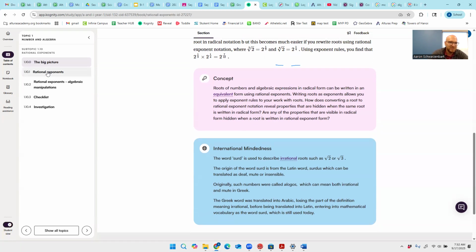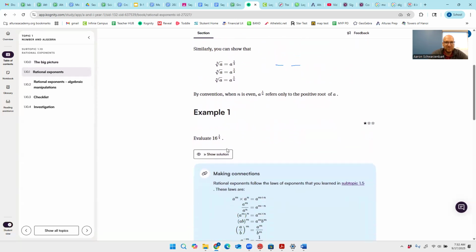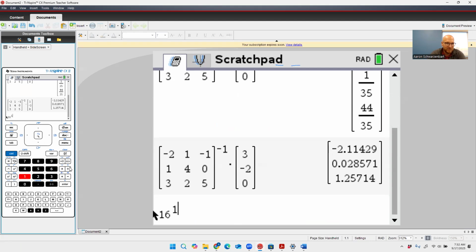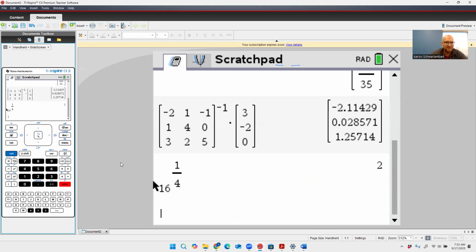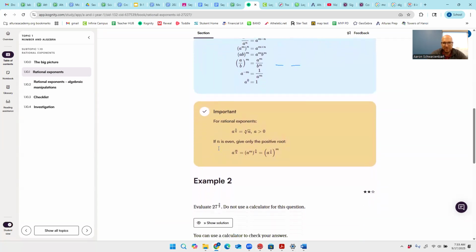Okay, so rational exponents. Evaluate this. 16 to the 1/4. With a calculator, it's very easy. You just come over, you do 16 to the power of 1 divided by 4, and you should get 2. Without a calculator, yes, you could do that. All the exponent rules that we've talked about recently still apply.